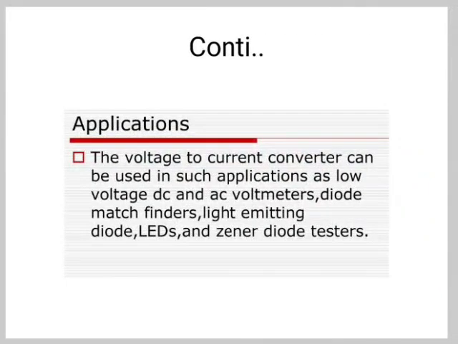Now next is the application. The V to I converter, or voltage to current converter, can be used in such applications as low voltage DC and AC voltmeters, diode match finders, light emitting diodes (LEDs) and Zener diode testers. There are some other applications of V to I converter with floating load.